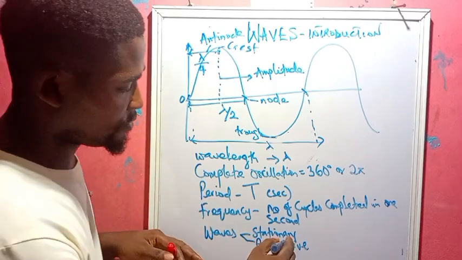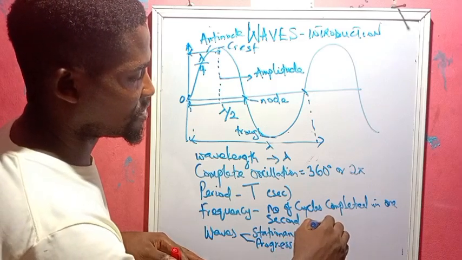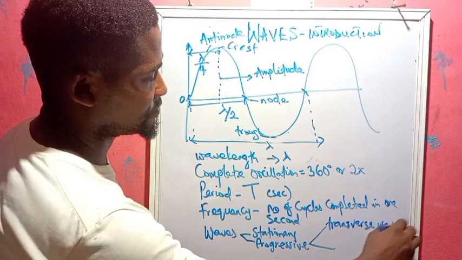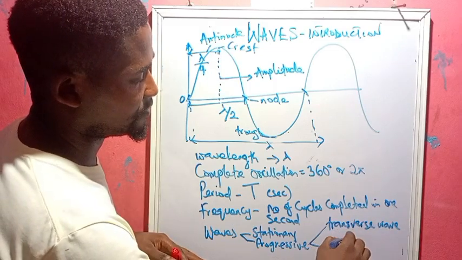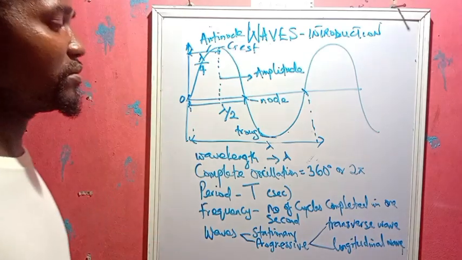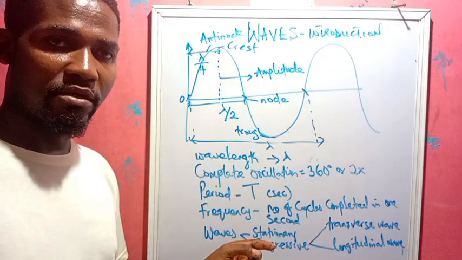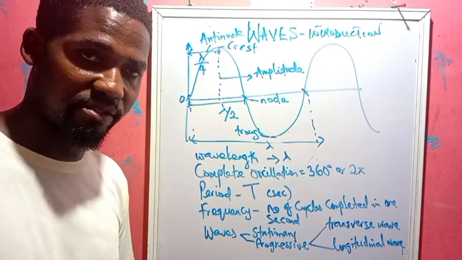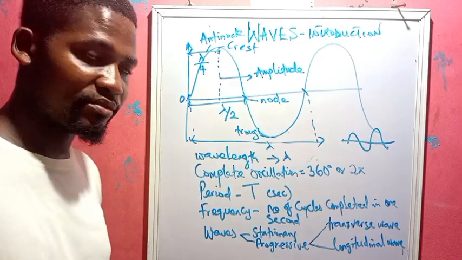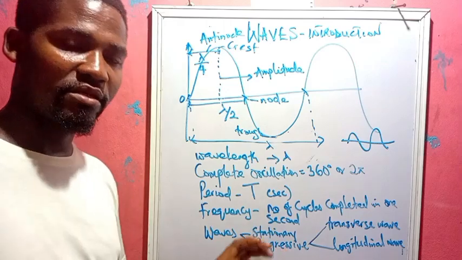The progressive wave is basically what we'll be looking at. Under progressive waves we can have a transverse wave, and we can also have the longitudinal wave. Take note, the transverse wave is something like this, where the wave travels in a perpendicular direction to the medium, while the longitudinal wave travels in a parallel direction to the medium.